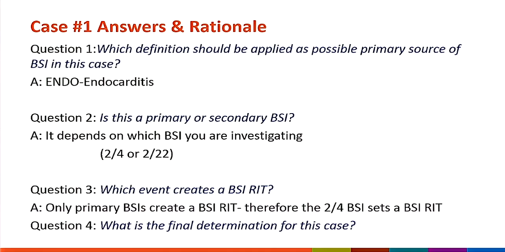And which event creates a BSI-RIT? Of course, only primary BSIs create a BSI-RIT, and therefore in this case, that would be the 2-4 BSI, and we'll talk about why that is. And then let's look at what the final determination is for the case.